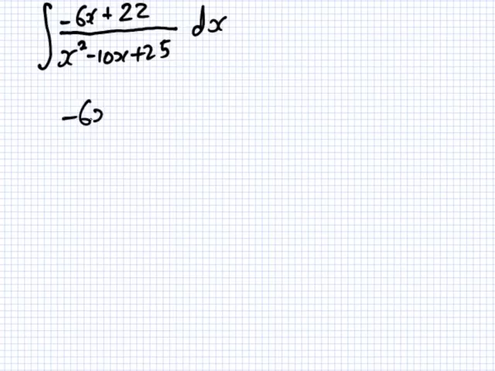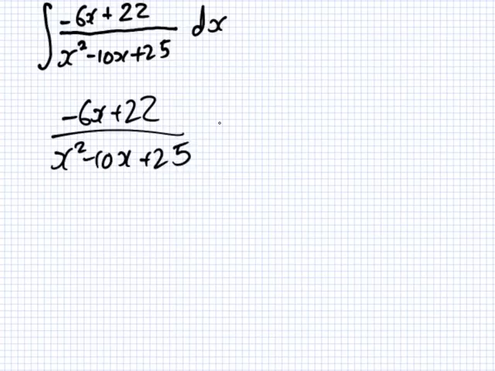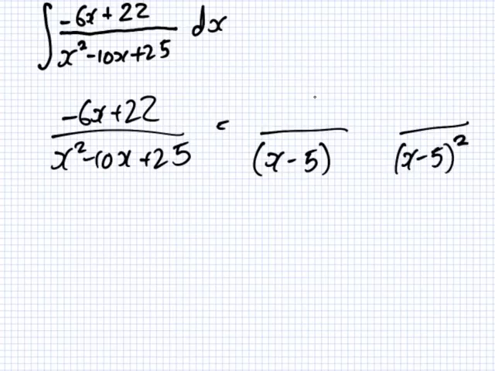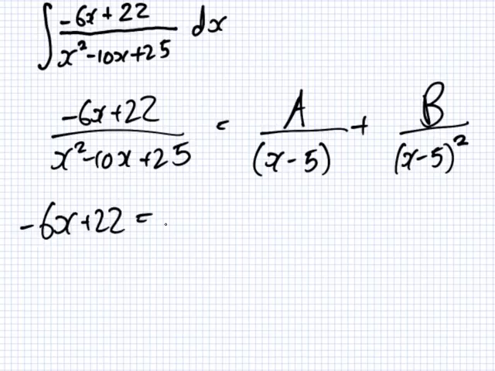Minus 6x plus 22 over x squared minus 10x plus 25 equals, and here the first factor is x minus 5, but the second factor is also x minus 5, so here we have x minus 5 squared. A and B, we'll say. So we got minus 6x plus 22 equals A times x minus 5 plus B.